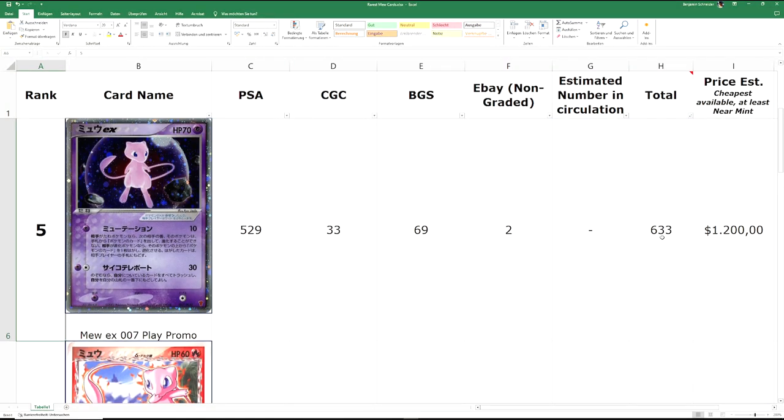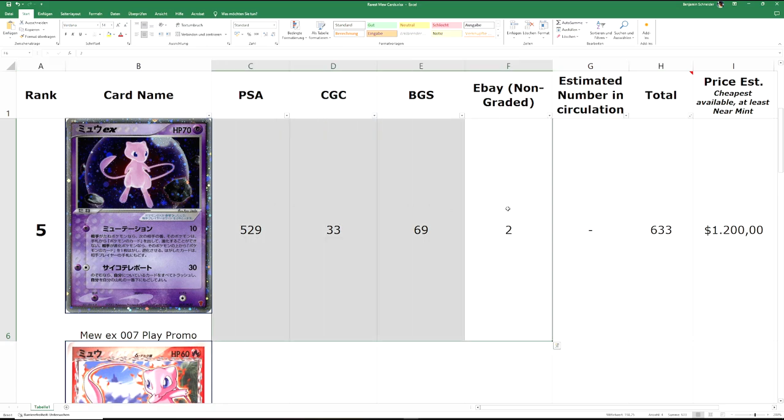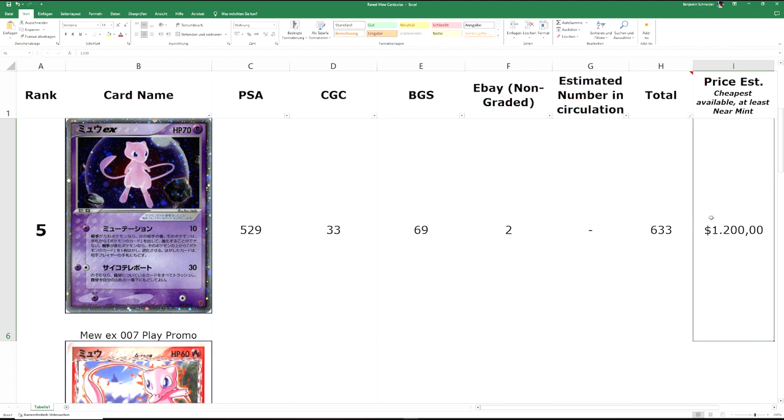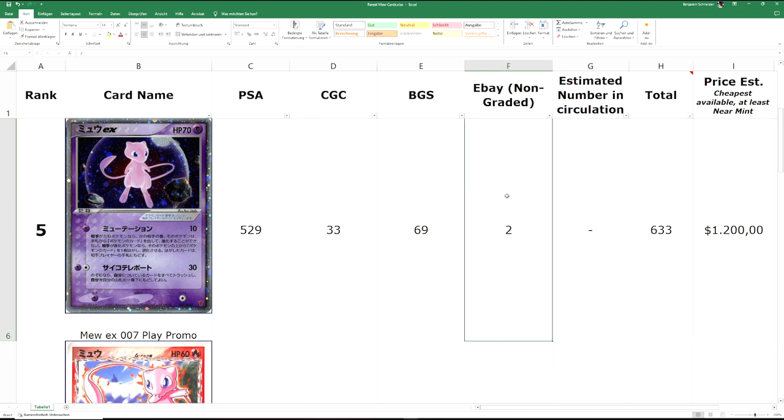There are, in total, 633 copies that I could find, either being sold or on PSA. Currently, the cheapest one available is priced at $1,200, which is actually a similar price to what I paid. I paid a little bit less, because believe it or not, a PSA 7 is actually cheaper than a raw version of this card, which is why I'm actually considering cracking the case of mine and just putting it in a binder.